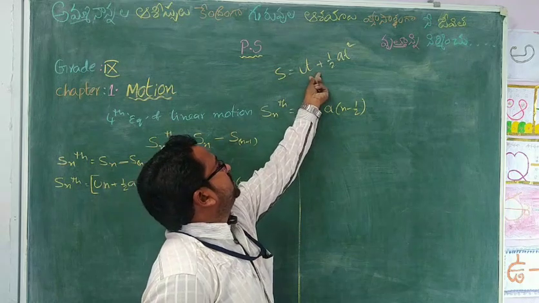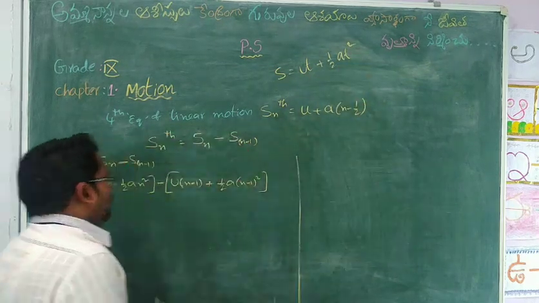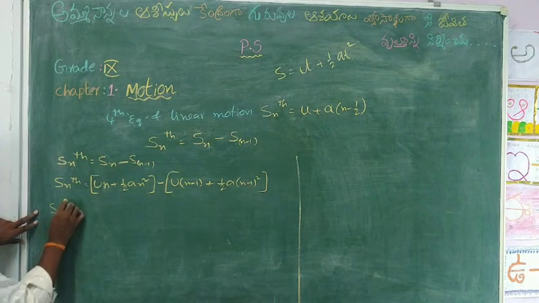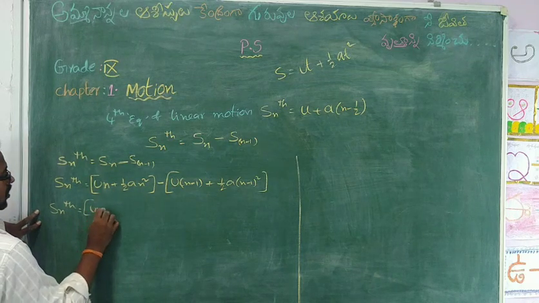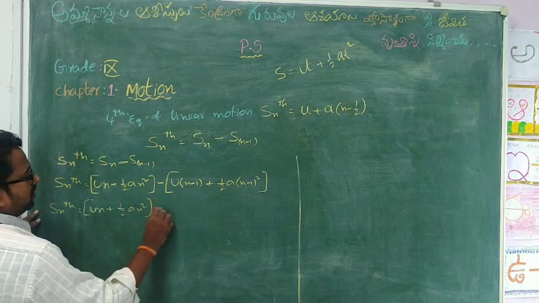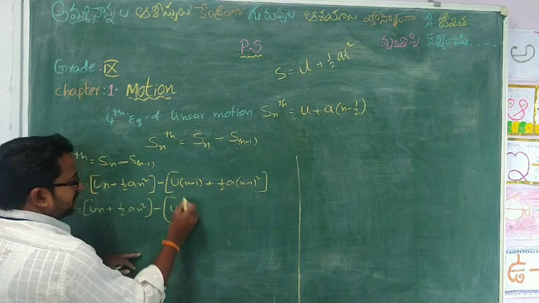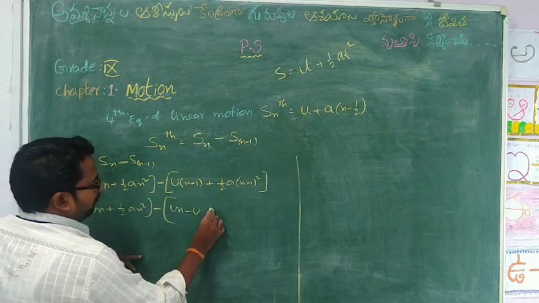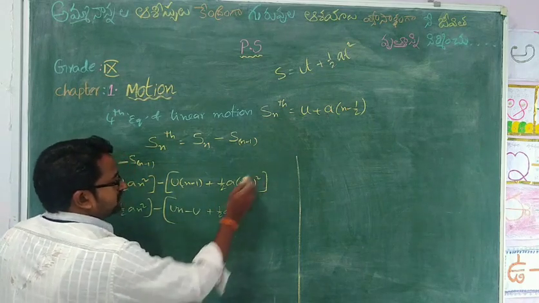So u into n minus 1, and half a into n minus 1 whole square. Now, Sn is equal to, keep this one as usual, un plus half a n square. You don't disturb this one. Minus, multiply here, u into n: un minus, minus is there, minus u into what? u plus half a into n minus 1 whole square.